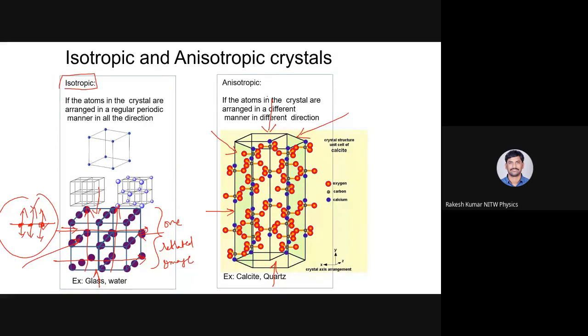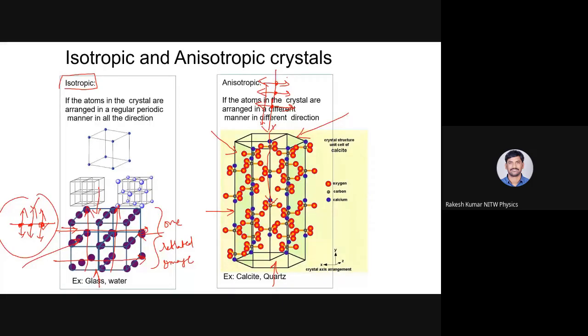Suppose I send light from this direction, with both horizontal and vertical components, let us assume. Now tell me which one will move faster and which one will move slower. Along the top axis, if I send the light, something like this, which component will move faster and which will move slow? Horizontal will move faster. Okay. So yes, the horizontal will move faster because it interacts less with the atoms.